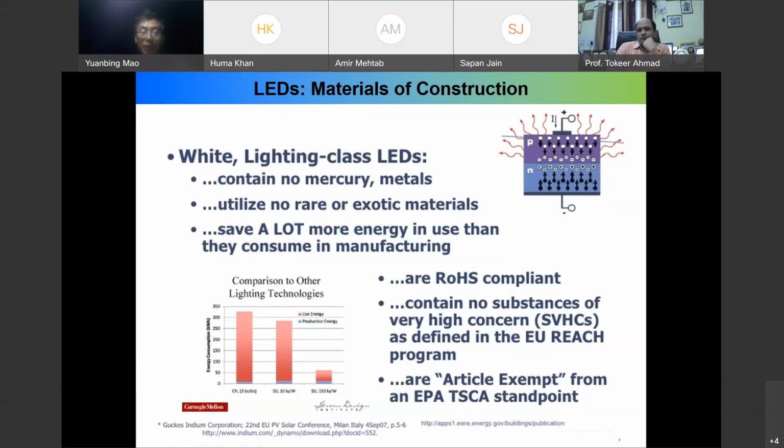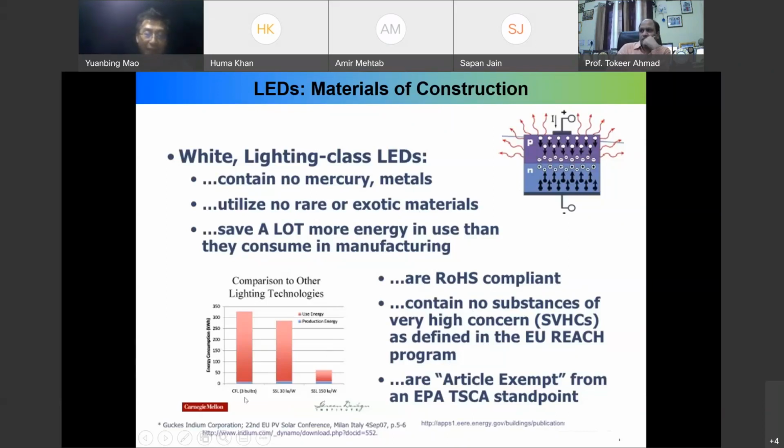So the advantage of this is that it contains no mercury, which makes it more environmentally friendly, and we also use no rare or exotic materials in this nitride and phosphide. And also, as I showed you earlier, LEDs save a lot more energy in use than they consume in manufacture. They are all RoHS compliant, containing no substances of very high concern, as defined in the REACH program.